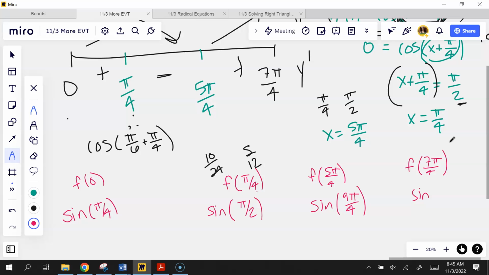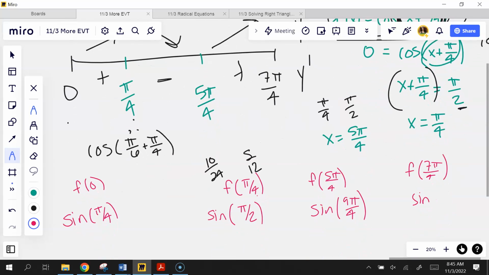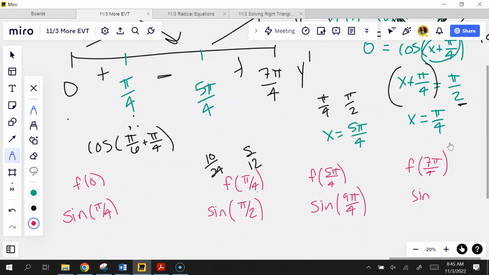Is that not right? What am I adding? I added pi over 2. Did I mess up on this one too? Pi over 4 plus pi over 4, it's 2 pi over 4, which is pi over 2. That's right. All right, plus pi over 4, which is 6 pi over 4, which is 3 pi over 2. Plus pi over 4 is 8 pi over 4, which is 2 pi.